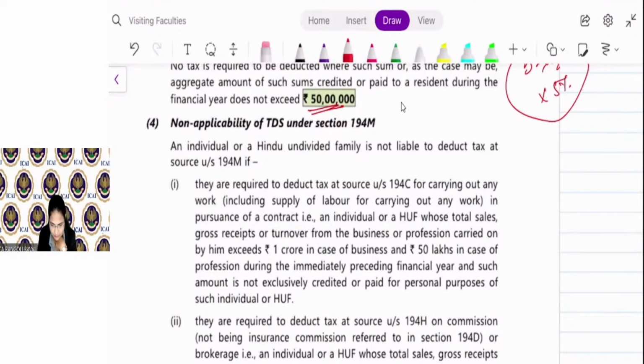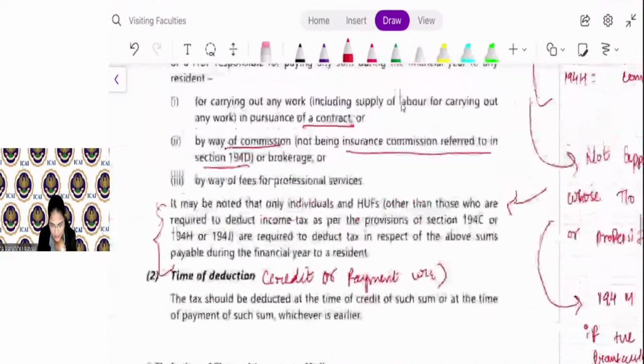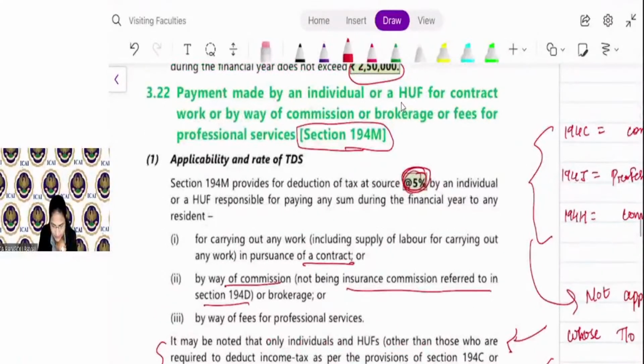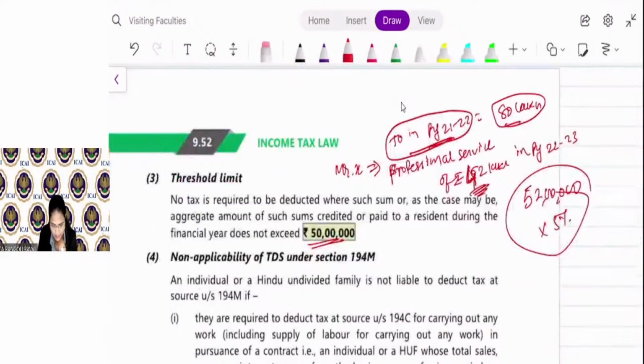Non-applicability. 52 lakh at 5%. The rate of TDS is 5%. It is not mentioned that you are required to deduct TDS only on the value exceeding 50 lakh. No. If the TDS is applicable, then TDS is required to be deducted on the entire amount. It is not 10% on 50 lakh, my dear friend.